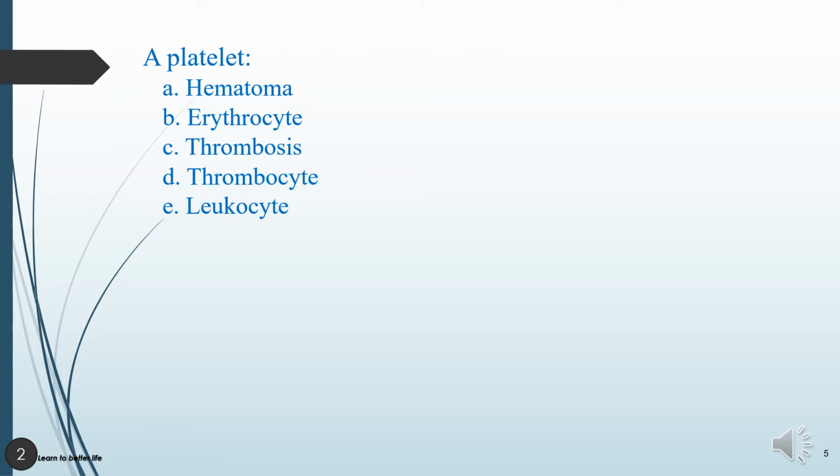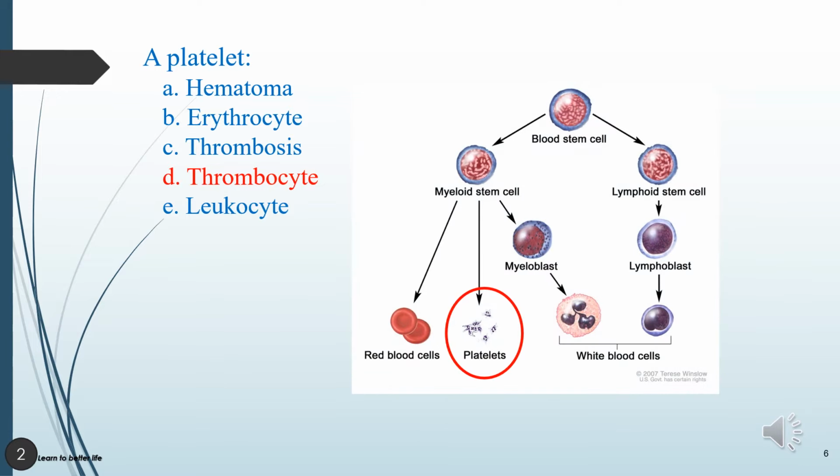A platelet is A. Hematoma, B. Erythrocyte, C. Thrombosis, D. Thrombocyte, E. Leukocyte. The answer is D. Thrombocyte.